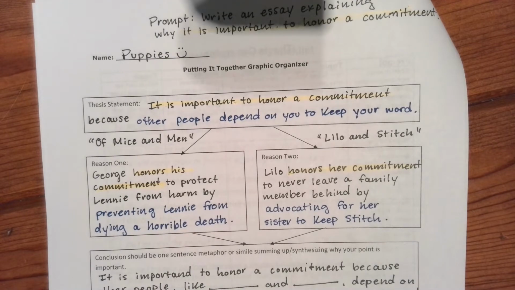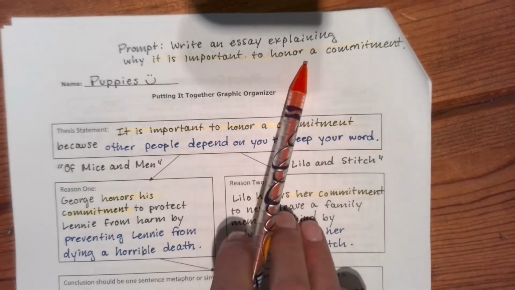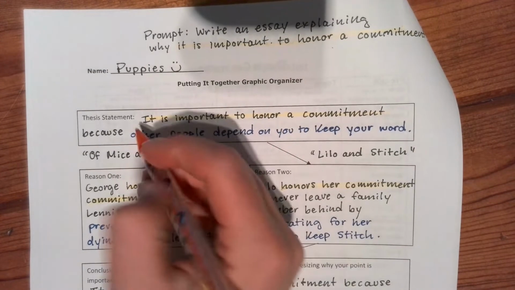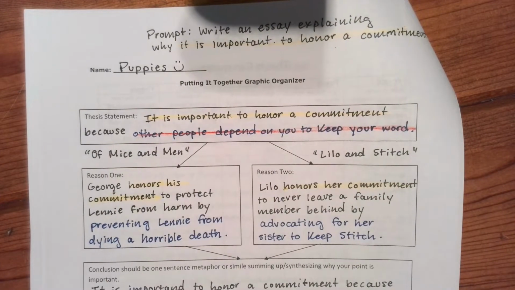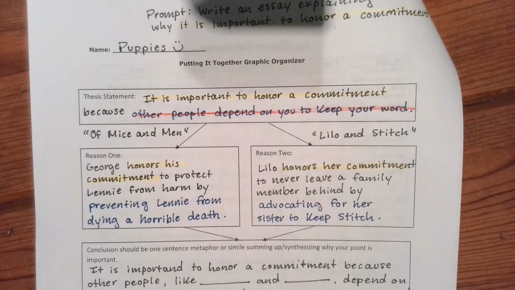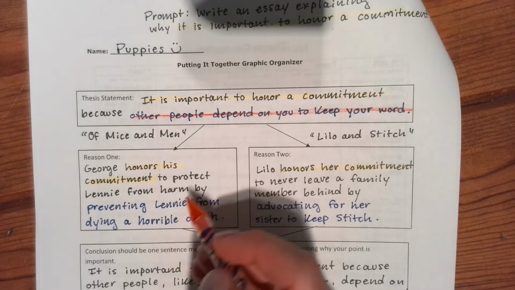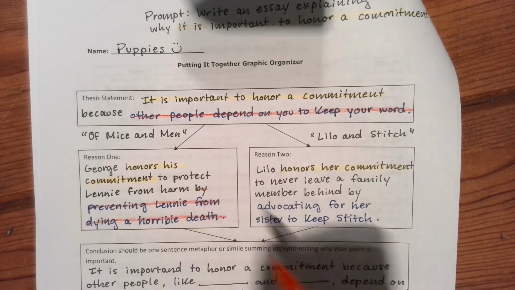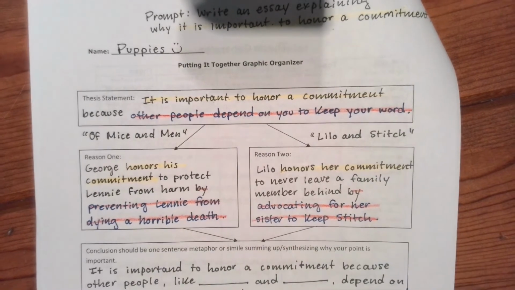Now for my why, or my answer, I'm going to use a reddish orange color. I need to provide my why, and I do that here in my thesis. Why is it important to honor a commitment? Well, because other people depend on you to keep your word. So that's my why. And then I can go in and see my why in my 2 examples. So by preventing Lenny from dying a horrible death, this ties to my why. By advocating for her sister to keep Stitch.